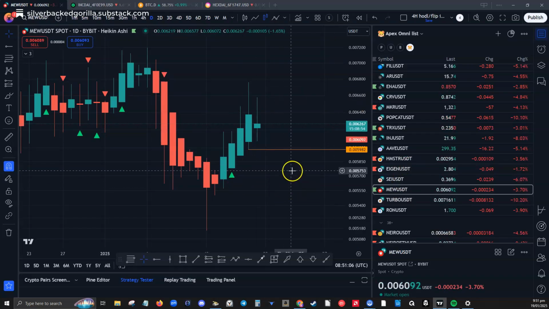MEW, and we moved our stop from here to here, and then it's still going up. So that's looking good. This new stop loss level is in the orange there at 0.005982.